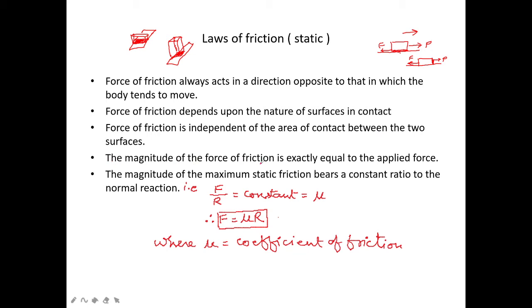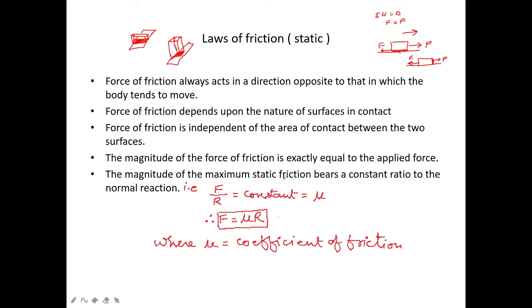The magnitude of the force of friction is exactly equal to the applied force. If P is the applied force and F is the friction force, then if you apply sigma H equal to 0, then definitely the frictional force is equal to the applied force. It will always be equal to the applied force.